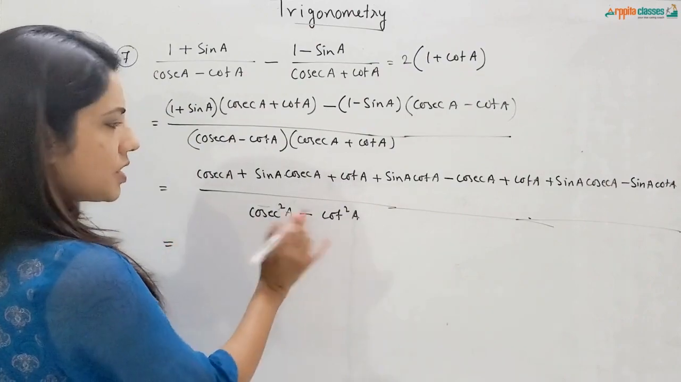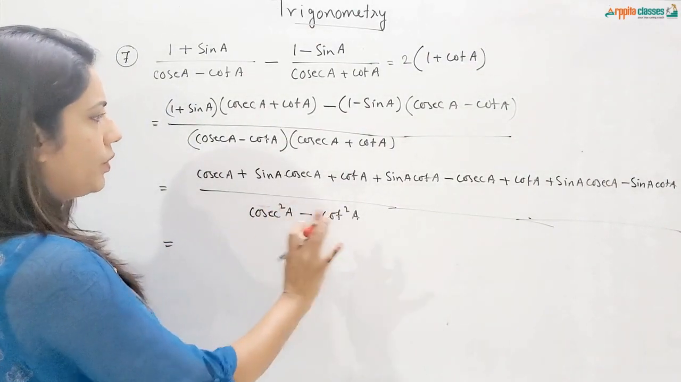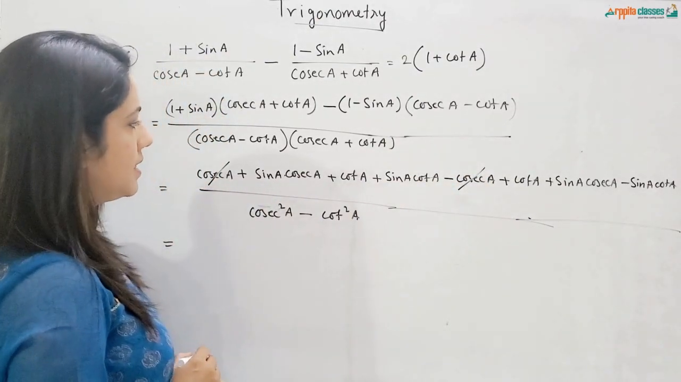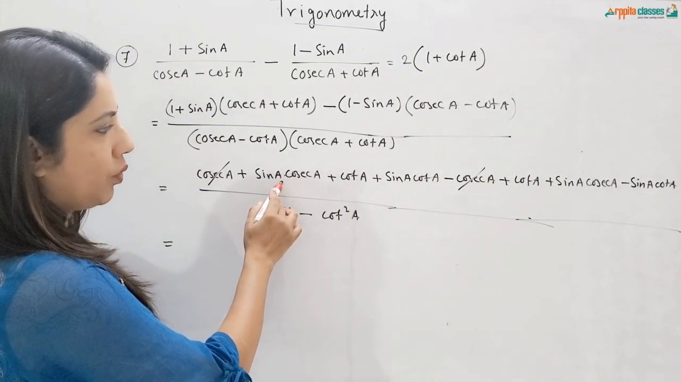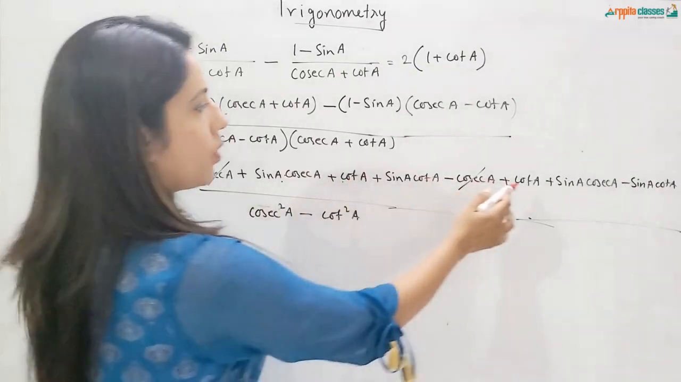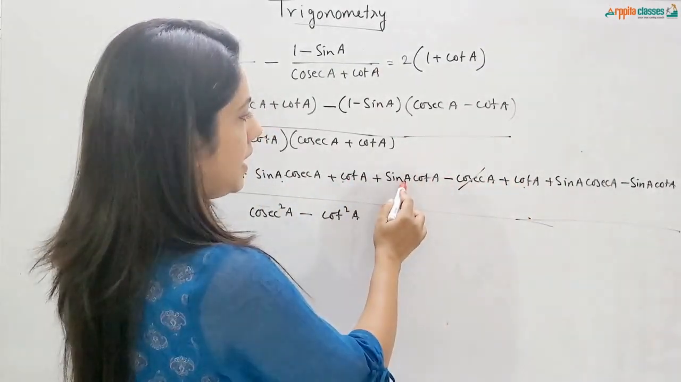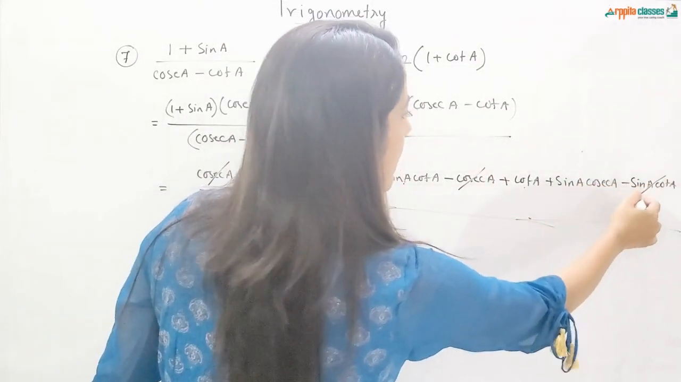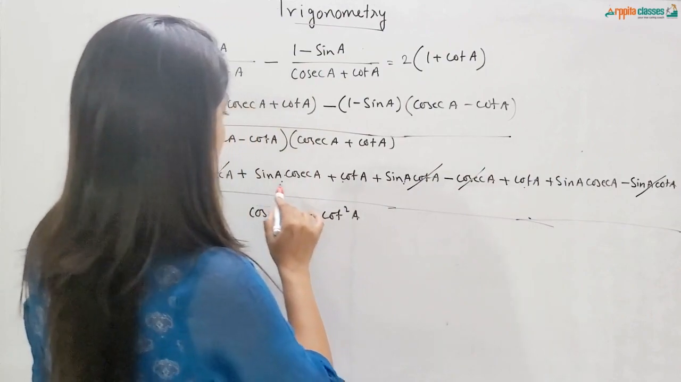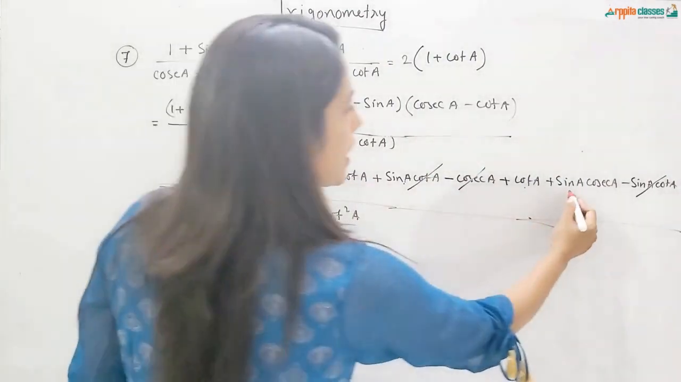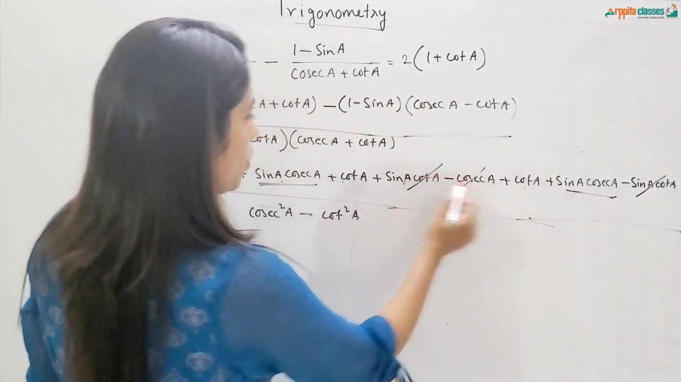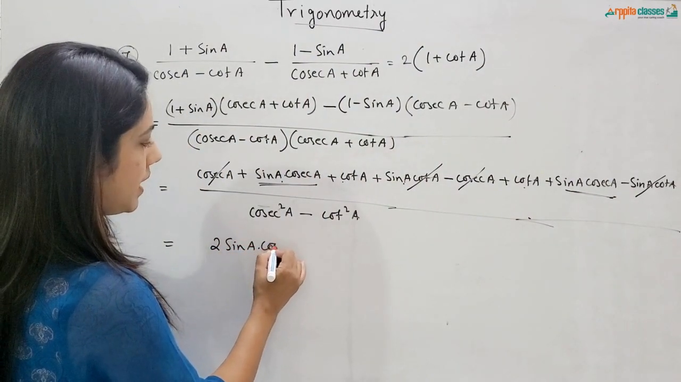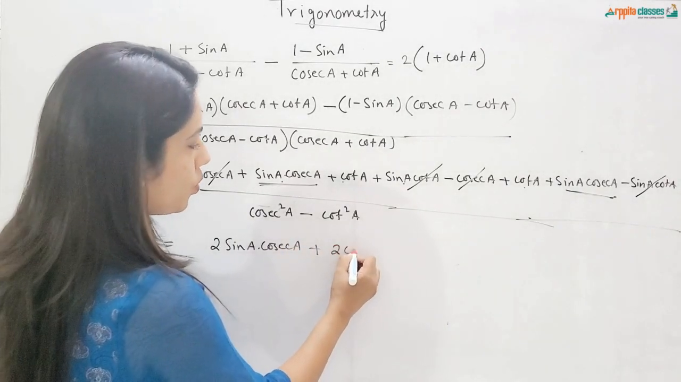Now let us see, this has become 1, so we don't have to do anything here. This cosec A and minus cosec A will get cancelled. Sin A cosec A will give you 1. This is cot A and cot A, that will give you 2 cot A. Sin A cot A, and this is minus sin A cot A, so that will get cancelled. So there are 2 sin A cosec A and there are 2 cot A. So we are getting 2 sin A cosec A plus 2 cot A.